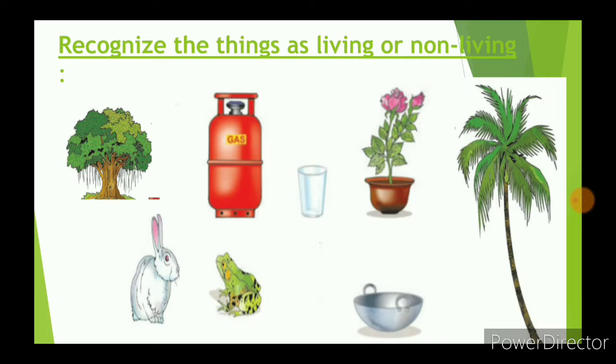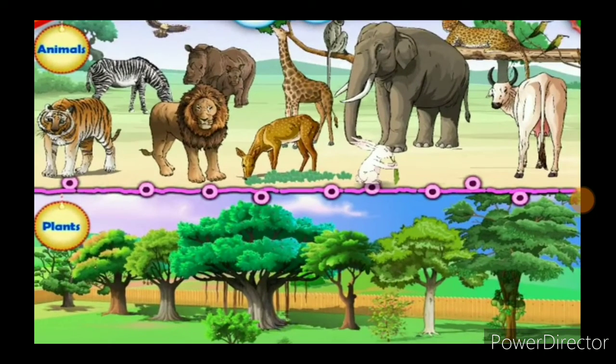Now further, you have to classify living things into two groups, that is plants and animals. Now which are the plants in this? Tree, rose plant and coconut tree will come under the group of plants, whereas rabbit and frog will come under the group of animals. Because all the living things in our environment are divided into two parts, that is animals and plants.